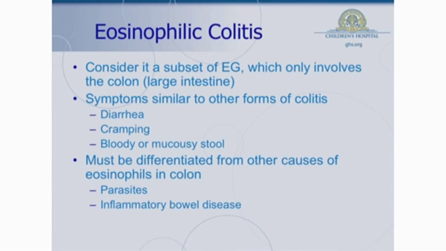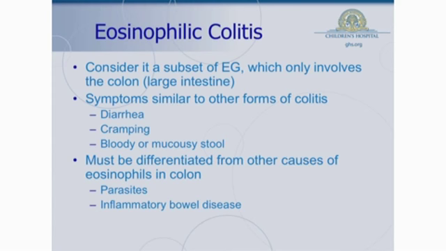Eosinophilic colitis you can think of almost as just a subset of eosinophilic gastroenteritis. It's basically EG that involves only the colon. And the symptoms that you get when you have EC are similar to the symptoms that you'd have if you had Crohn's colitis, infectious colitis, like you had an infection with salmonella, or ulcerative colitis. So basically, they behave similarly. It's important to try to differentiate this from those causes as well.